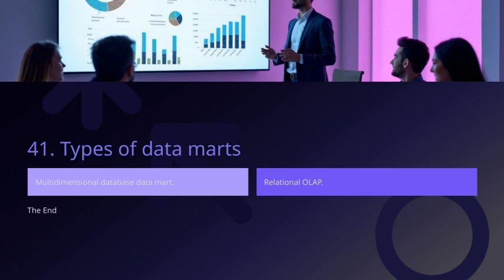Moving on, I want to highlight the concept of data marts. A data mart is essentially a smaller, more focused version of a data warehouse. It's designed to serve specific business lines or departments, making data more accessible and tailored to particular needs. Finally, when we talk about types of data marts, we're referring to their different structures and deployment methods. These can include dependent data marts, which rely on an overarching data warehouse, or independent data marts, which are standalone. Choosing the right type depends on your organization's data strategy and requirements.